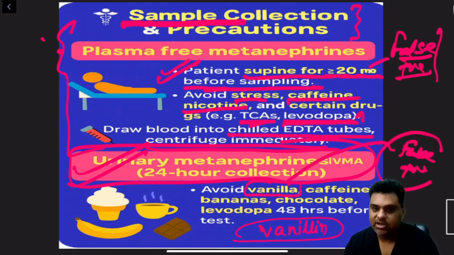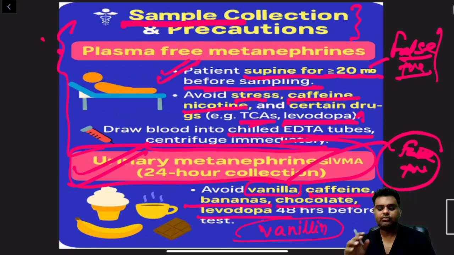So, if the patient has eaten vanilla ice cream and you are doing its metanephrines level, then there can be false positive chances also. And similar to caffeine is the banana. Banana has a lot of compounds which are similar to the metanephrines and the normetanephrines, and it can give false positive. Chocolate and levodopa I have already explained. Therefore, we have two kinds of test.